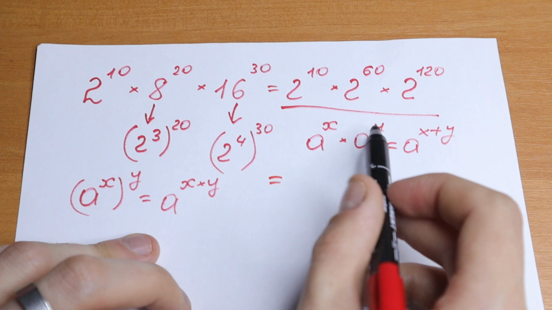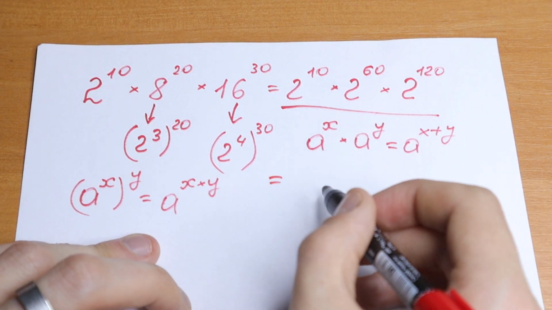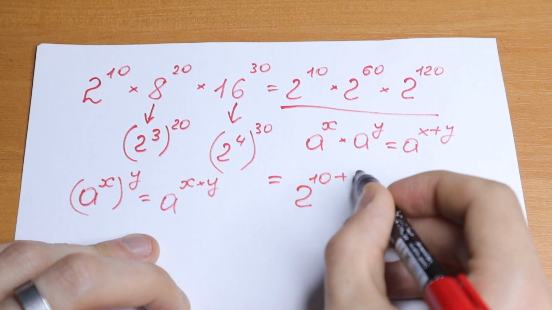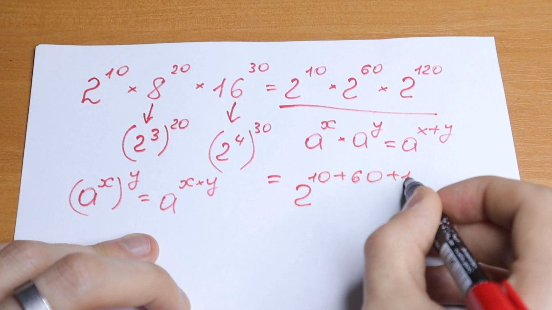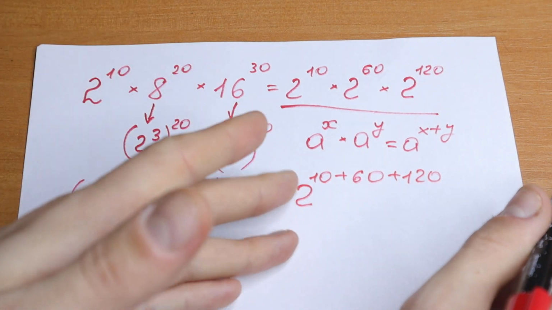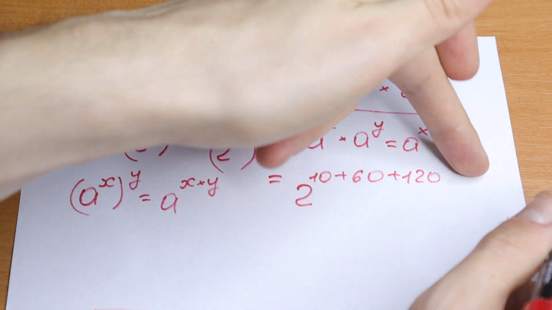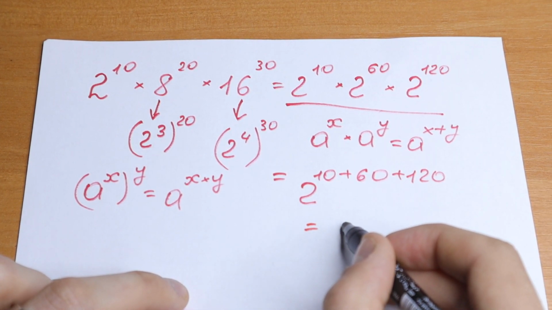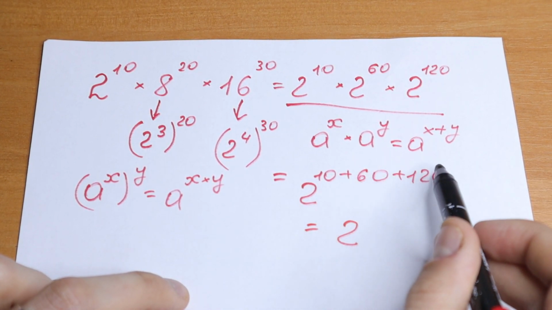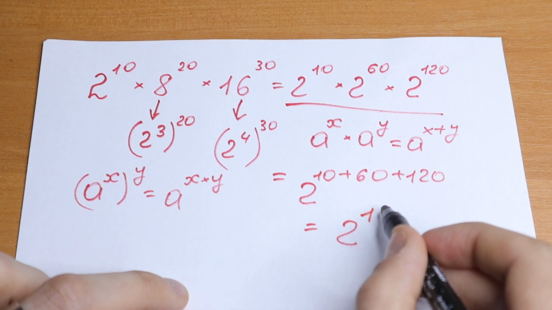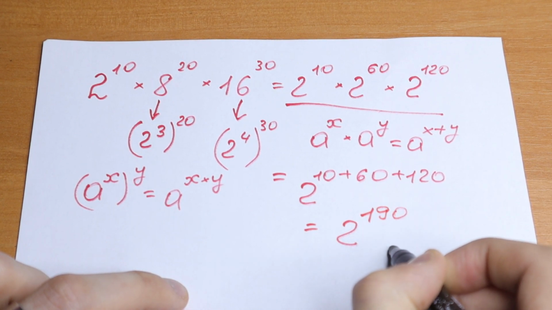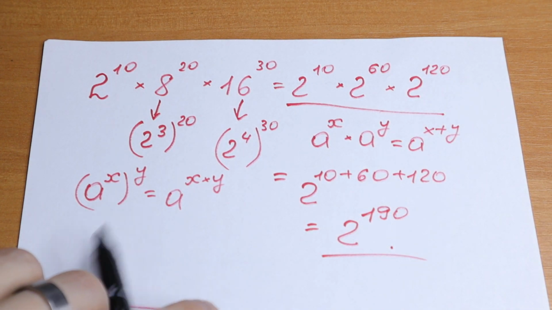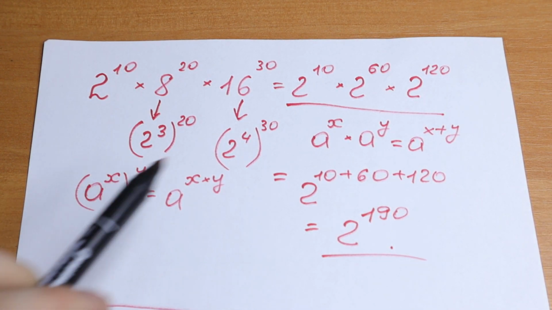But in our case we have 3 elements, so it's not hard to see that we will have 2 to the power 10 plus 60 plus 120. It doesn't matter if you have 4 elements, you just need to add one more power, of course with the same base 2. What will we have as a result? We will have 2 to the power 10 plus 60 plus 120, which is 2 to the power 190. Really good case, because we need to learn about the power rules, the first rule and the second rule.